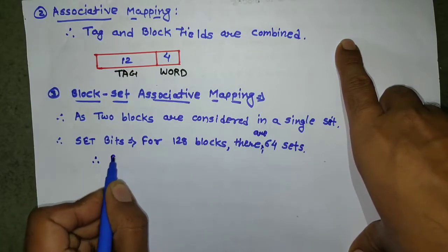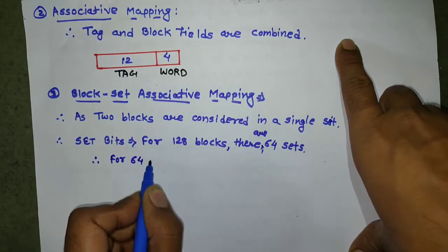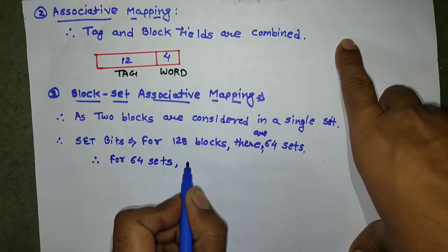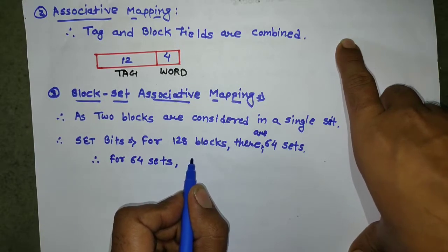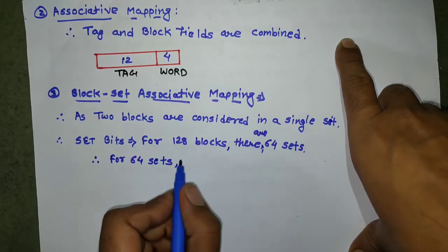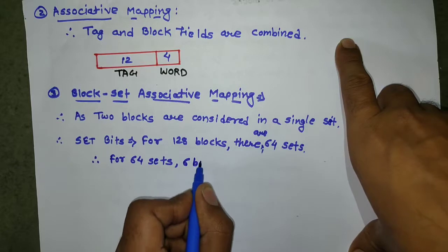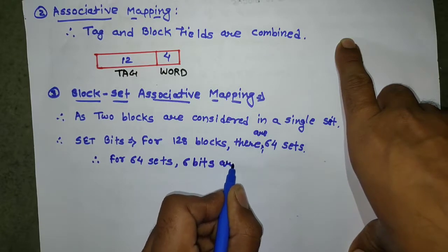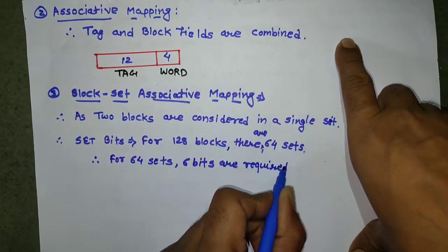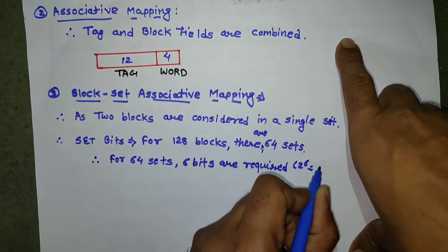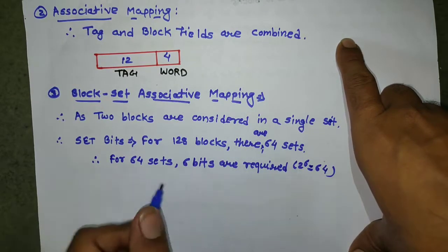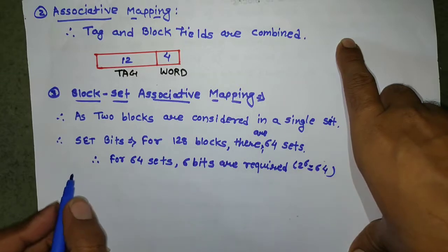Therefore, for addressing 64 sets, how many bits are required? 2 raised to power 6 equals 64. So 6 bits are required. Why? Because 2 raised to power 6 equals 64. So 6 bits are required. So hence we will consider this.